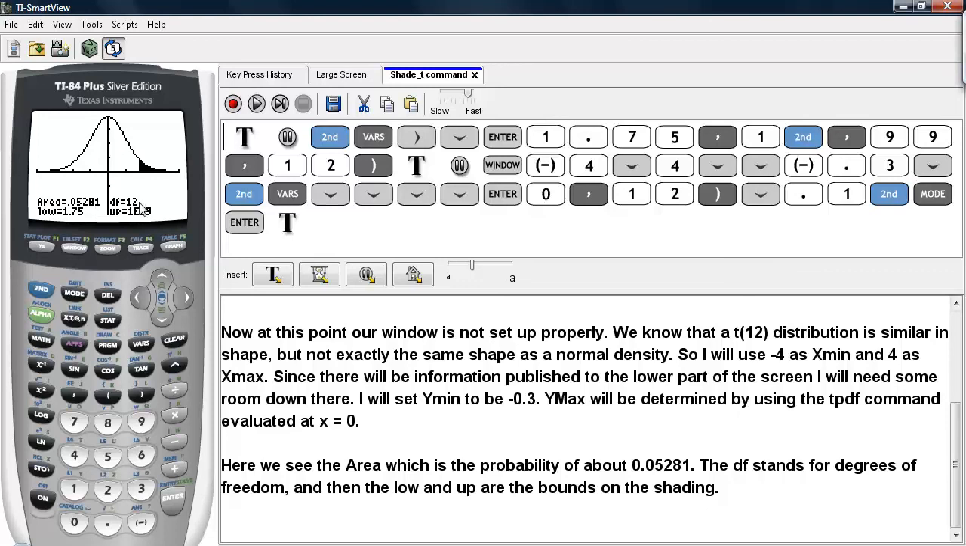The degrees of freedom are listed here at 12. The low, where you start your shading, is listed here. The up, or where you stop shading, is listed here. And this is how you can use the shade-t command on the TI-83, 84 calculators.